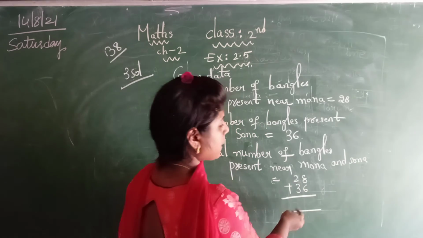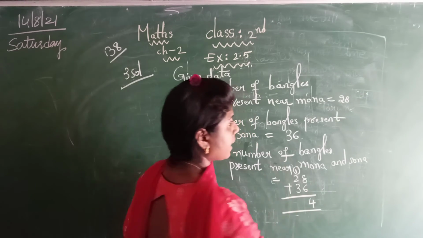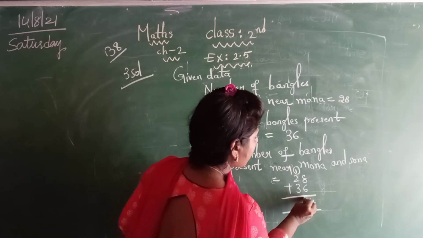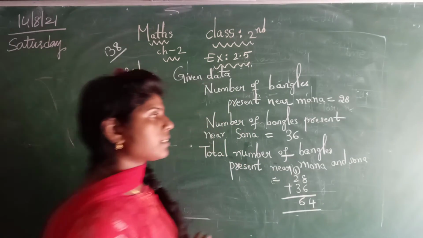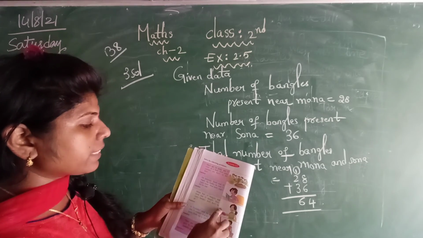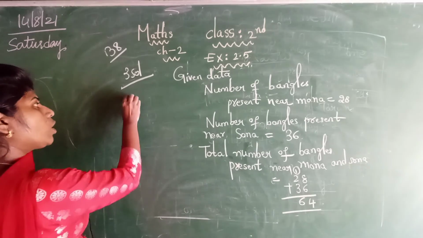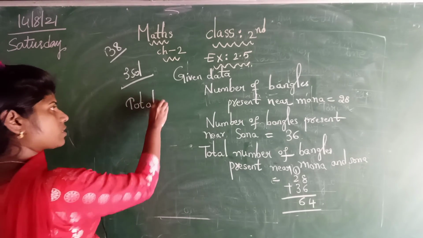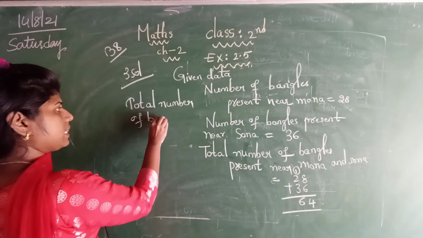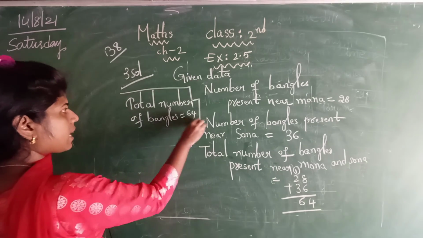So do the addition. 8 plus 6, how much? 14. 4 down, 1 carry. 3 plus 2, how much? 5. 5 plus 1, how much? 6. So what is the answer? 64. How many bangles were there in all? 64 bangles were there in total. Total number of bangles is equal to 64. So 64 is the answer.